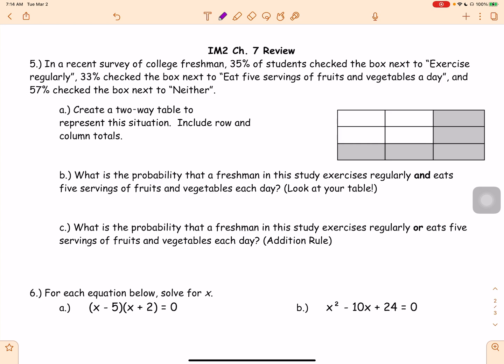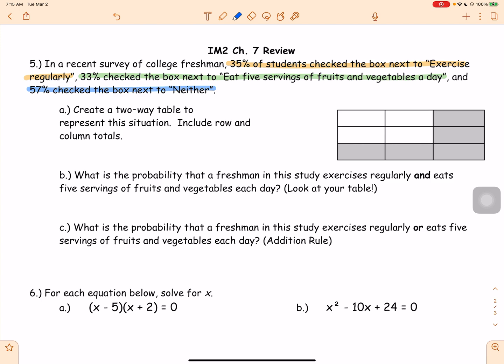So here we go. So a recent survey of college freshmen, 35% of students checked the box next to exercise regularly. Exercise is so important. 33% checked the box next to eat 5 servings of fruits and vegetables a day. That's also important. And 57, oh, that's a lot of people. 57% checked the box next to neither. Oof, that's not good. Okay, so definitely make sure you're taking care of yourself if this tells you anything.